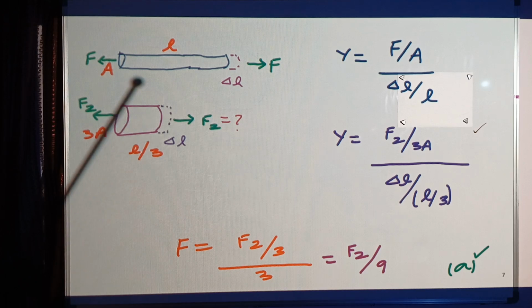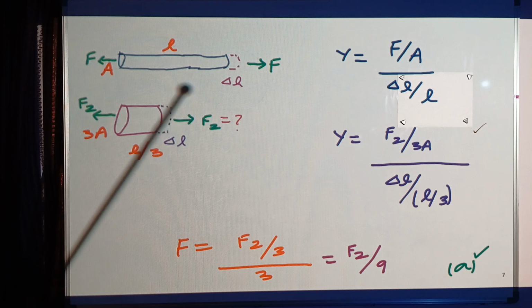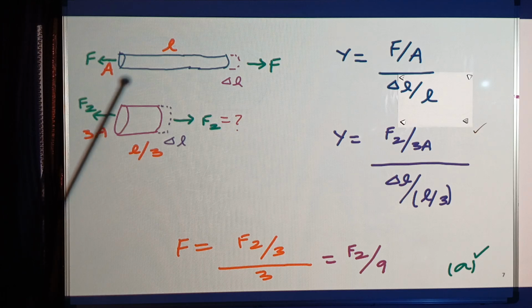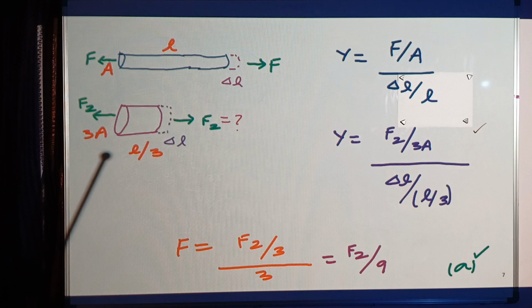This is what I explained here. The first wire of length L, cross-section area A, F is applied. So the increase in the length is delta L. Second wire, area is thrice, that's given in the question. And the volume is same. So for the volume to be same, this length has to reduce by 1/3 because area is increased thrice. So the product of area and length in both the cases is same because volume should be same.